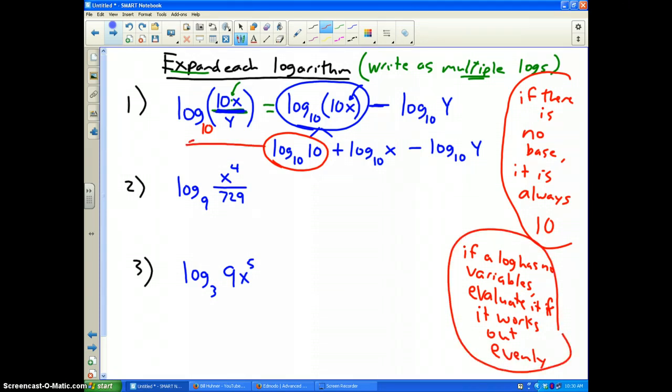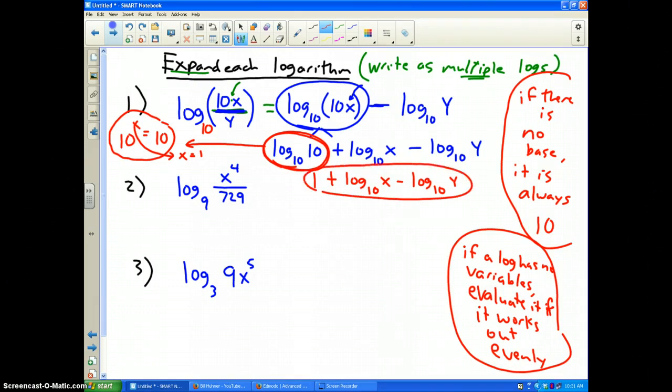Well, log base 10 of 10. We did this on a prior video. That means 10 to what power is 10? That's what you're asking yourself. Well, in that case, obviously the exponent is 1. So in this red circle, that becomes the number 1. So my final answer becomes 1 plus log base 10 of x minus log base 10 of y. And that is the expansion of our original problem right there.